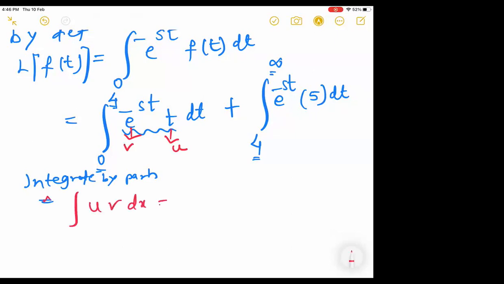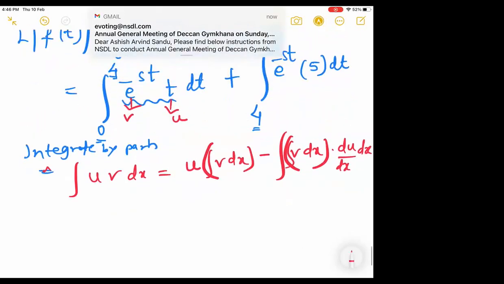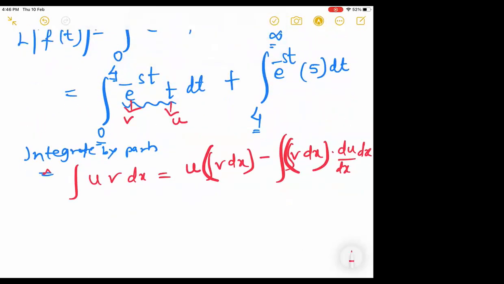Suppose the integral of u v dx is to be calculated. Then it is the first function times the integral of the second function, minus, under the integral sign, the integration of the second function times the differentiation of the first function, du by dx, with respect to x. This is the formula for the integration by parts procedure. Integration by parts is used when there is a product of two or three functions. So here this is a product of t and e raised to minus st.